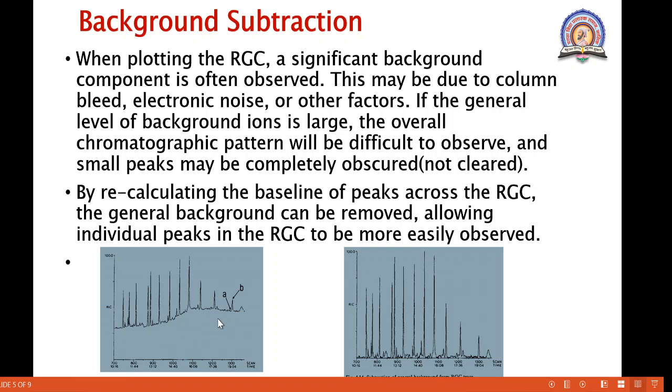Student, you have to remember that this background generally arises due to factors. It may be column bleed or electronics noise or other factors. Due to that, the background is created and shows in this way. So by observing this background, we are not getting the clear spectra. Small peaks are not clear. This type of situation is observed, and by subtracting that background, we are getting the clear spectra. Okay.